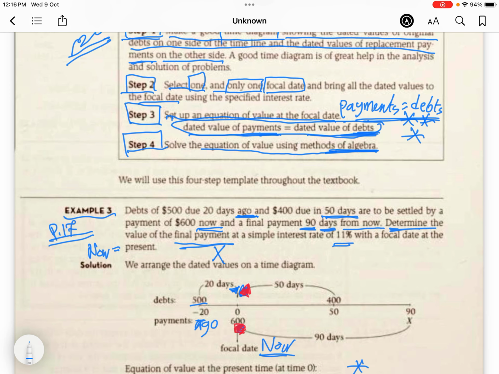now, and final payment 90 days from now. Then we have two payments. One is 600, the other is unknown. We make a symbol X for this payment. Determine the value of the final payment at a simple interest rate of 11% with a focal date at the present.